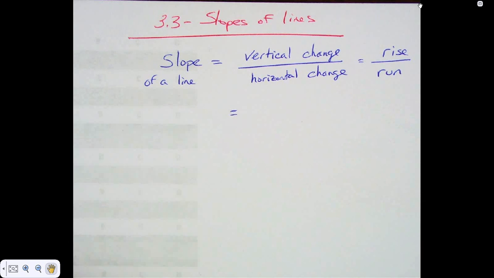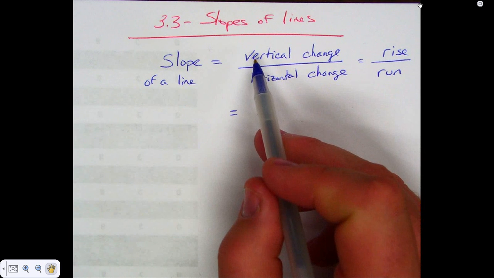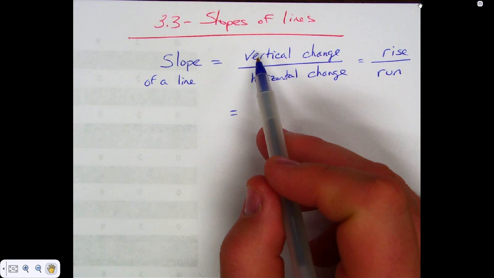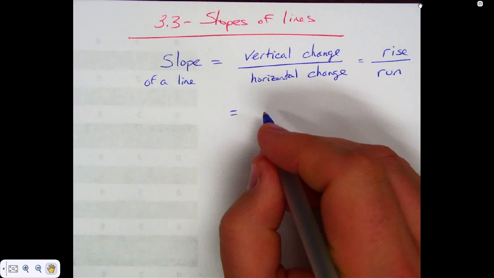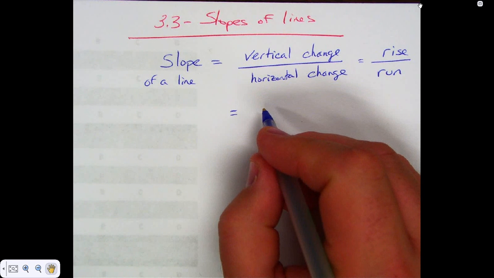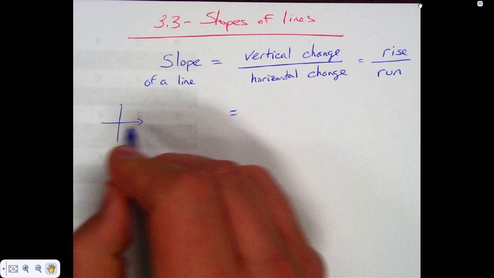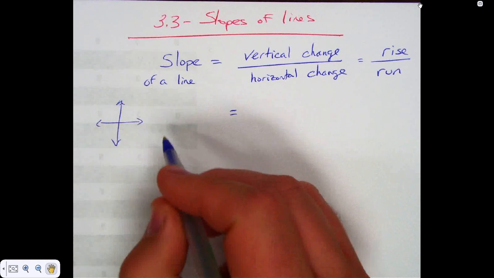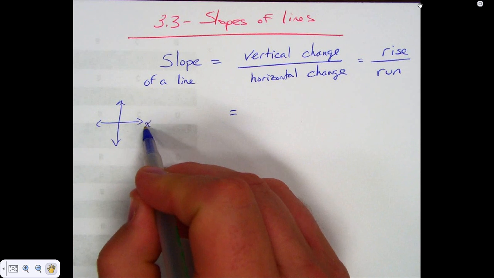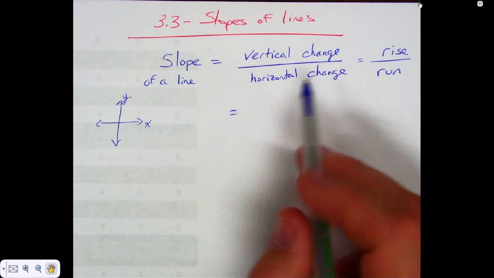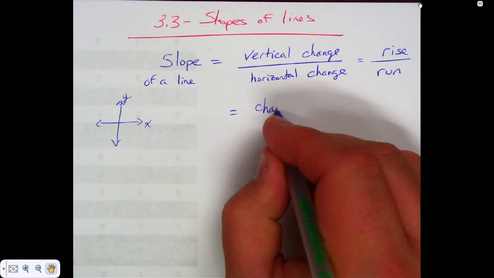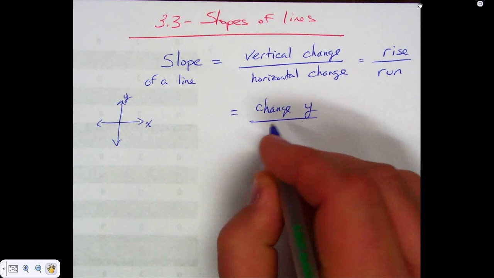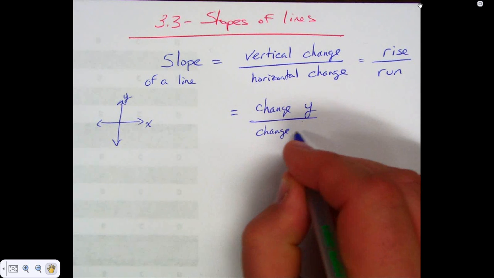We can also write this in terms of the XY coordinate plane. What does vertical deal with in the XY coordinate plane? What axis is this? So, what does vertical deal with? So the change in the what? Y over what? Change in the what?